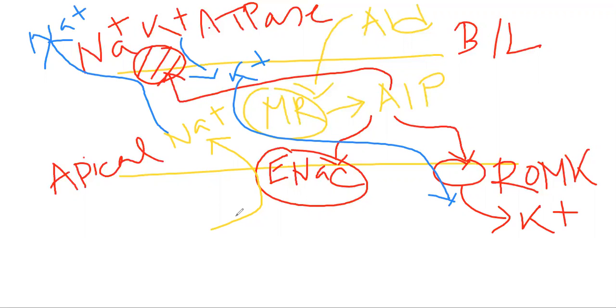Now from our previous discussion we can understand that if a mutation occurs in the epithelial sodium ion channel, or if there is a mutation in the ROMK channel, that will also produce type 4 renal tubular acidosis, as well as if there is deficiency of aldosterone, or aldosterone resistance at the mineralocorticoid receptor level, that also leads to type 4 renal tubular acidosis. So these are the features of renal tubular acidosis type 4. Now what happens, there will be hyperkalemia.